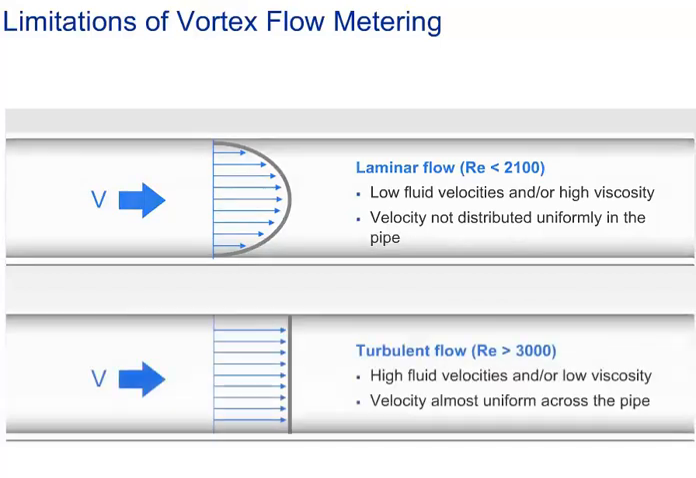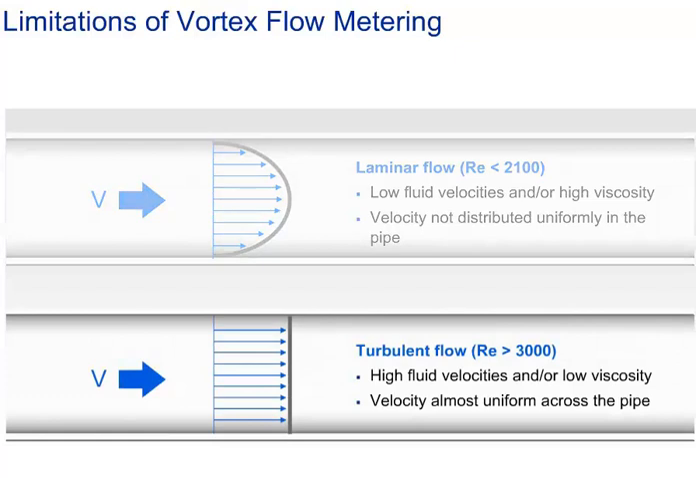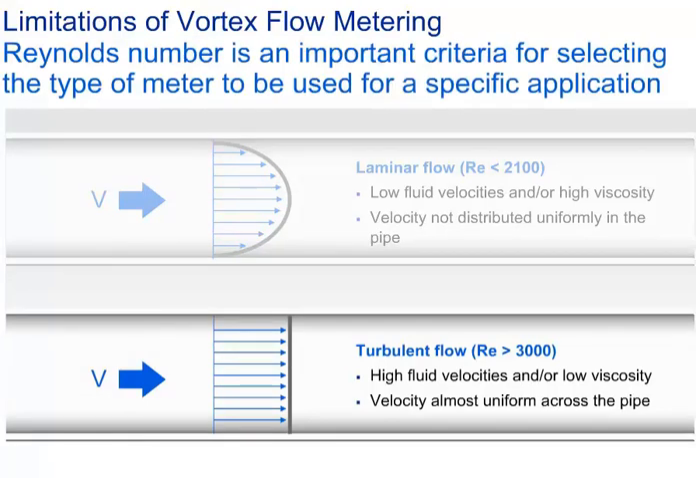laminar flow. Turbulent flow, the almost flat velocity profile shown at the bottom left, exists whenever the calculated Reynolds number is greater than 3000. Vortex flow meters can be used in this turbulent flow. Transition flow, not shown in the image, exists with Reynolds numbers between 2100 and 3000. Vortex flow meters cannot be used to measure transition flow. The Reynolds number is important because it helps you to select the type of meter that can be used for a specific application.